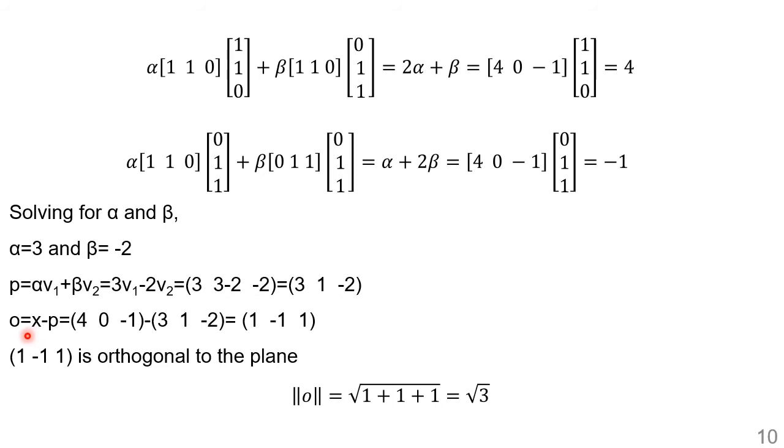The vector O can be found out as x minus p, that is 4, 0, minus 1 minus 3, 1, minus 2. That will give me 4 minus 3 is 1, and 0 minus 1 will give me minus 1. Minus 1 plus 2 will give me 1. Now I need to find the length of this vector, that will give me the distance. So when I find the length, I get square root of 1 square plus minus 1 whole square plus 1 square, that is root 3.